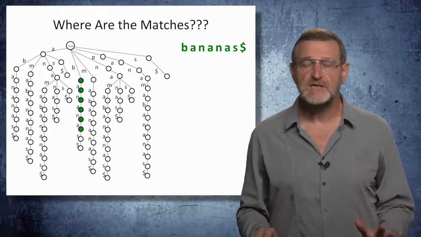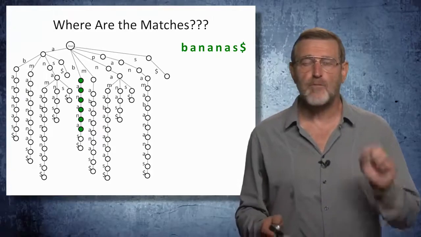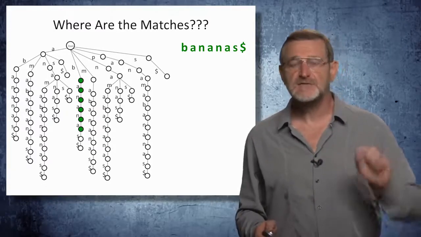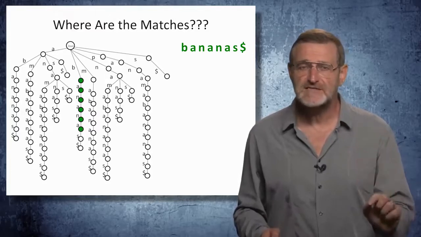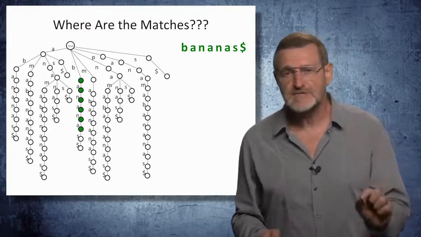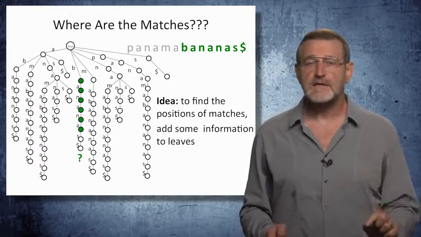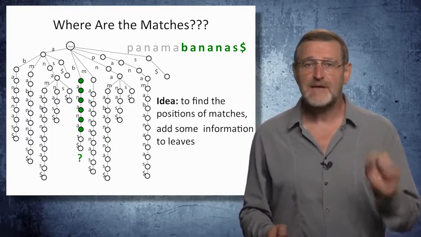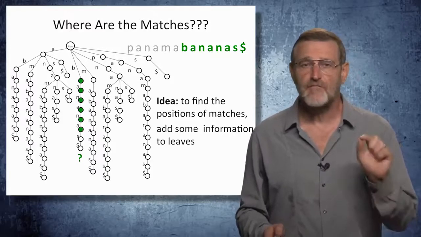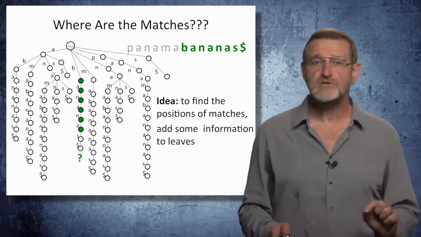Where are the matches? How do we find where our patterns match the text? There is no information in the suffix trie yet that allows us to answer this question. Here's an idea. Let's try to add some information to the leaves of our trie. But what information to add?